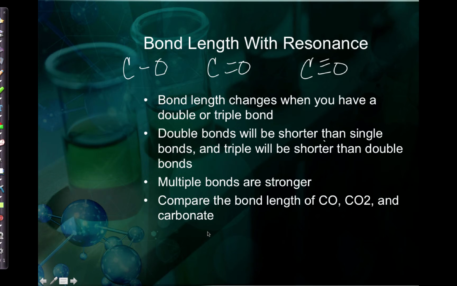All right, so let's compare the bond length of carbon monoxide, carbon dioxide, and carbonate. In carbon monoxide, you're going to get a structure that looks like this. Let me just make sure I have all the electrons here. I've got 4 plus 6 in here. So this is going to be my Lewis structure for carbon monoxide. Carbon dioxide should be this. And then carbonate should be this.